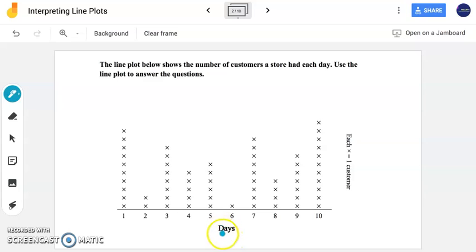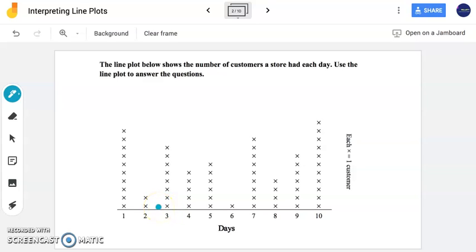So notice my axis here is days. And notice here, this is 1 day, 2 days, 3 days, 4 days, and it goes all the way up to 10 days. Each X represents one customer. So for example, on day 6, they only had one customer.